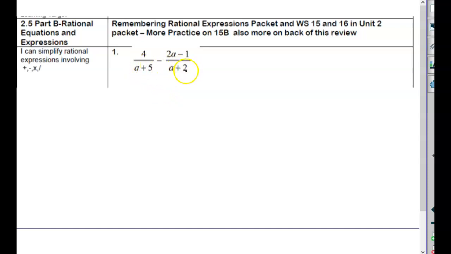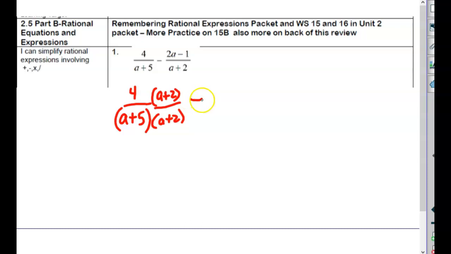When you add, you need a common denominator, and you need to keep the common denominator. So 4 over a plus 5 will need to multiply by an a plus 2 over an a plus 2. The minus is part of what makes this problem really ugly, and the fact that it has a binomial in the numerator, because we're going to have to multiply, whoops, that one had a 2. We're going to have to multiply by an a plus 5 over an a plus 5.